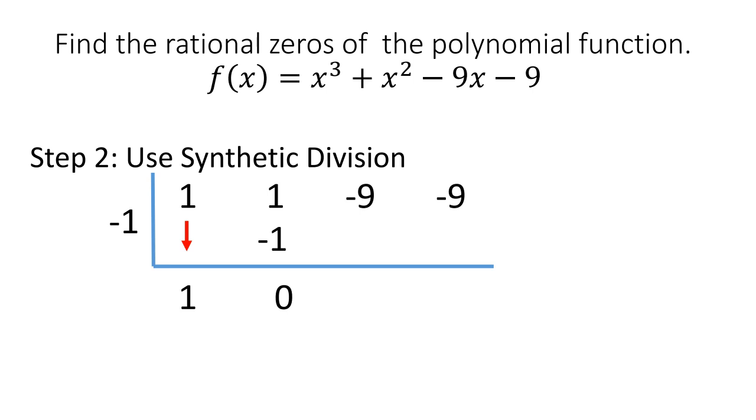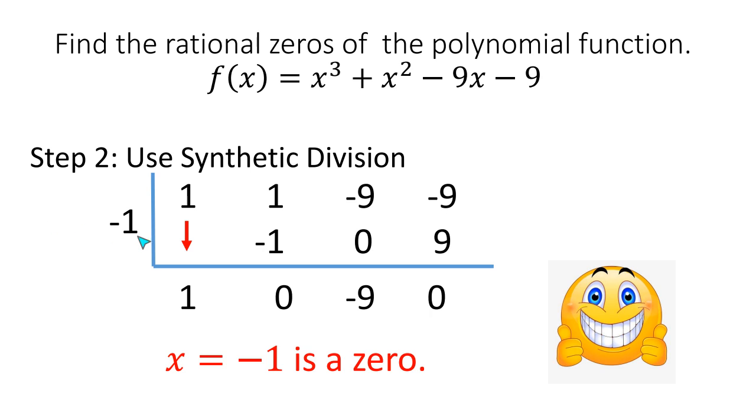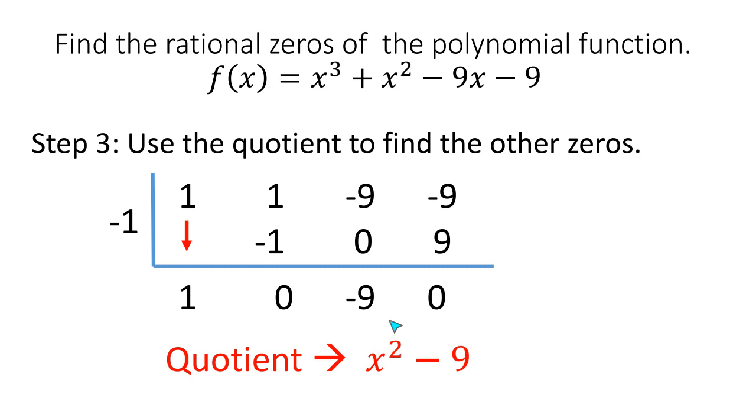So if we keep going, negative 1 times 1 is negative 1, plus 1 is 0, times negative 1 is 0, plus negative 9 is negative 9, times negative 1 is positive 9, and then plus negative 9 is 0. So since we get a 0, that is going to make us happy, because that tells me that x equals negative 1 is a 0. But more importantly, if we take our quotient, it's going to be quadratic, because we started with x cubed and we broke it down. So my quotient is x squared minus 9.